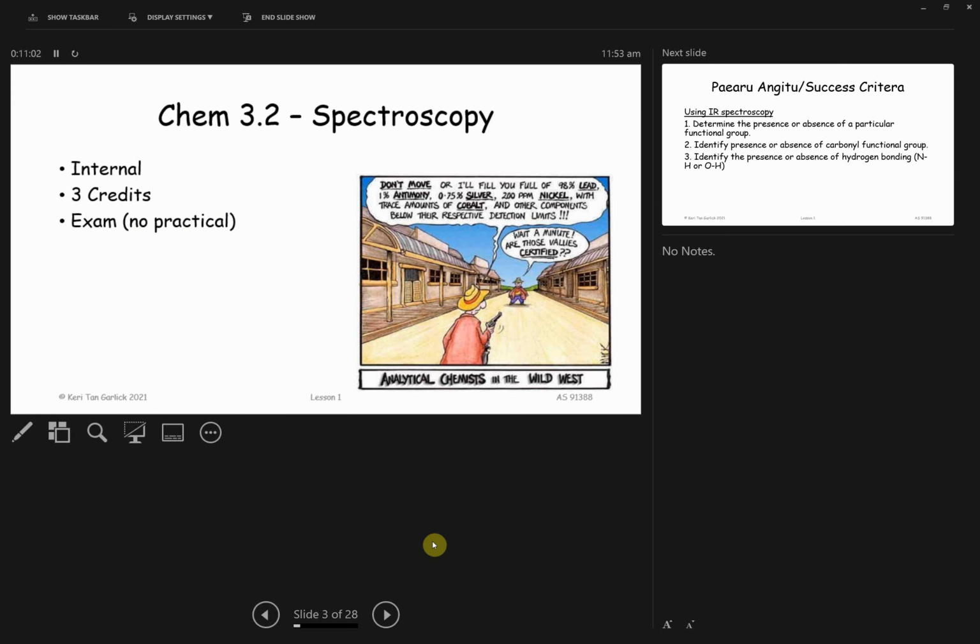It's 3 credits. Unfortunately, all of the level 3 internals are only worth 3 credits, which is why we have to rely on externals to get you guys enough credits. It is an exam, and there's no practical component to it. So the bad part about level 3 chemistry is that, unlike level 2, you don't have a lot of practicals, and you don't have a lot of practical-based assessments, which, you know, has its pros and cons.